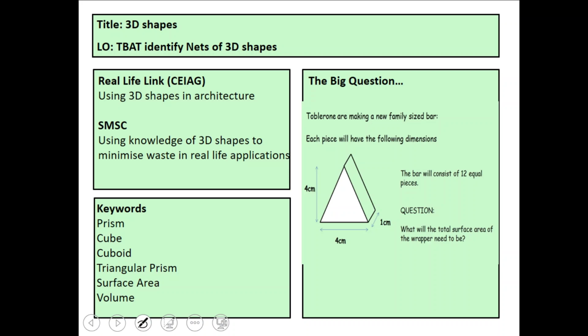What we'll be doing for today's lesson is identifying nets of 3D shapes. The keywords we'll be using for today's lesson are prism, cube, cuboid, triangular prism, surface area and volume.